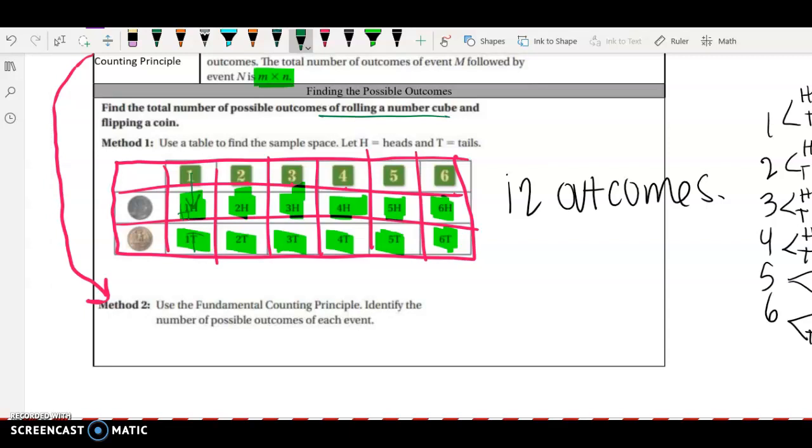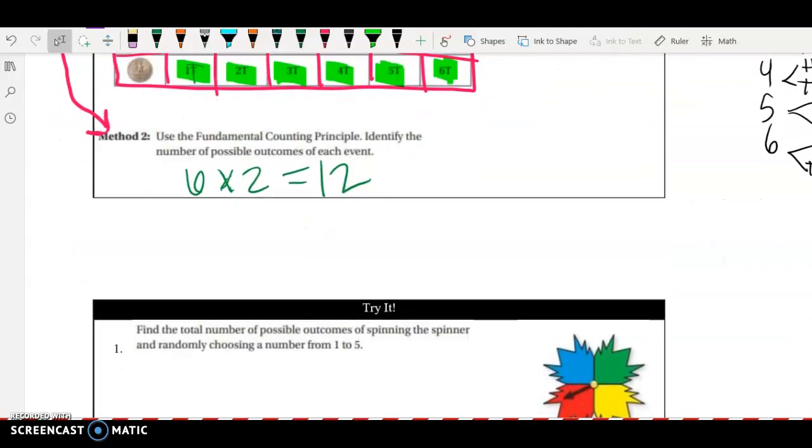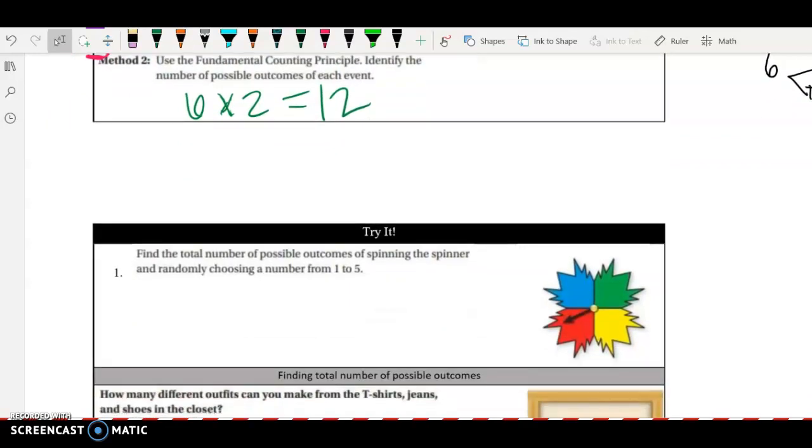So if I'm rolling a number cube, there's 6 possible here. There's 6 numbers on a cube, on a die. And then on flipping a coin, there are 2 outcomes. You get heads or tails. And so all we do is take 6 times 2, and we get 12. So this way is way easier. But like I said, sometimes it'll ask you for a specific probability of a specific event, not just how many possible there are. So if you can use the fundamental counting principle, definitely try it.